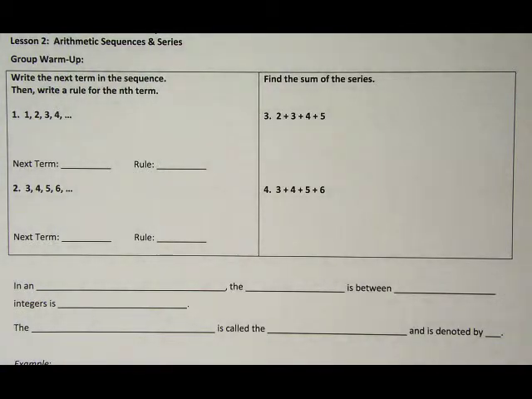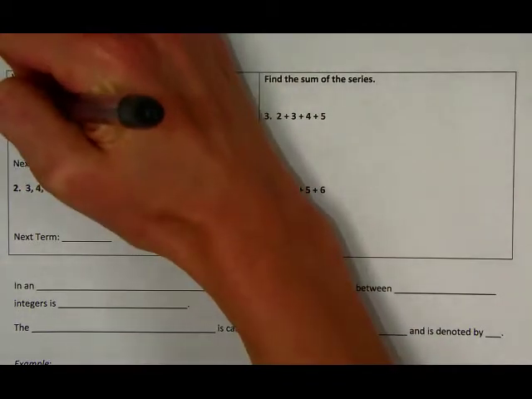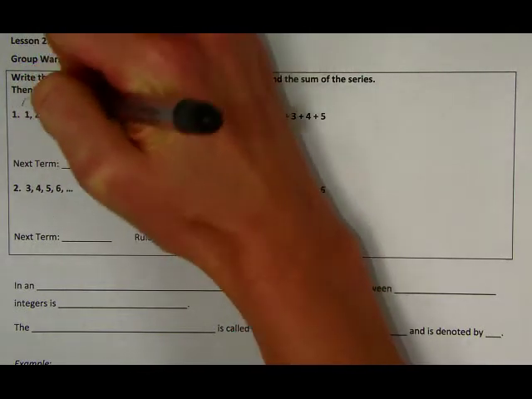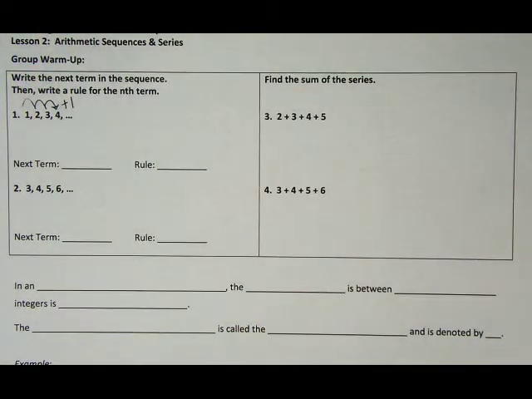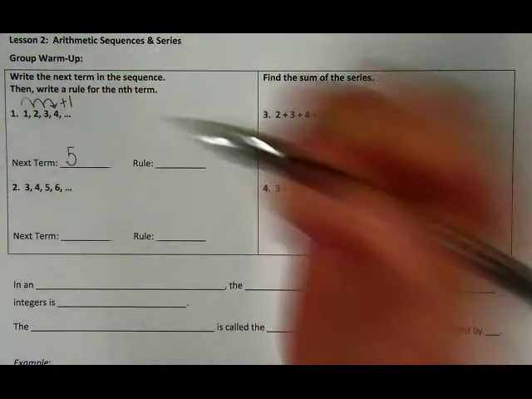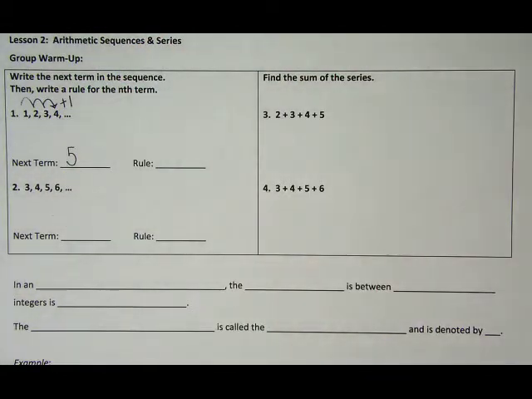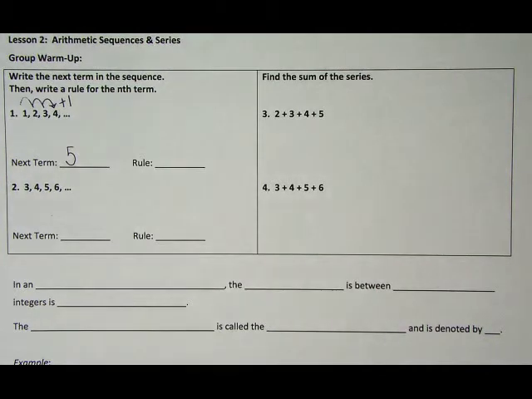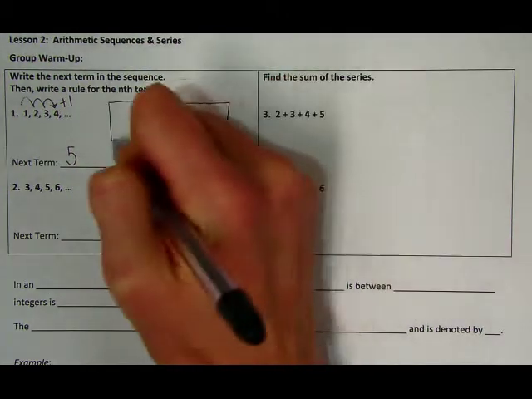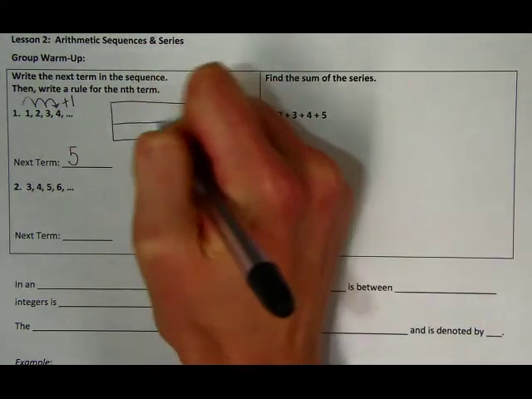Okay, so in number 1, we're starting off with 1, and we go to 2, which goes to 3, which goes to 4. So we obviously know that we are increasing in our sequence by adding 1 to the previous term. So our next term is going to be adding 1 to the 4, which gives us 5. Now, like we talked about in lesson 1, our pattern and our rule are not going to be the same value. So we know that to come up with our rule, we can't just use our pattern.